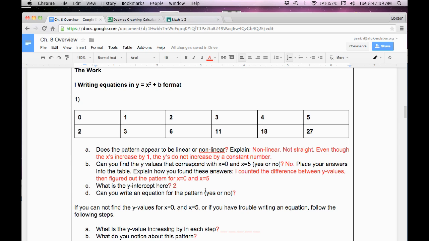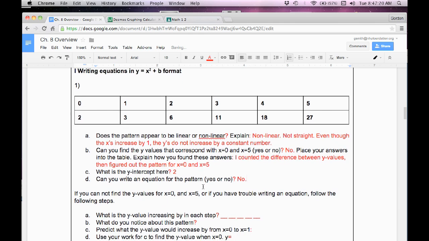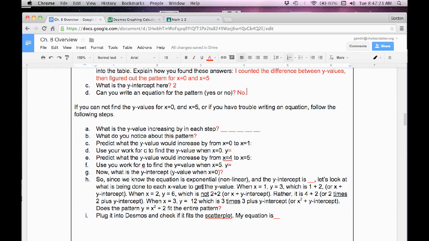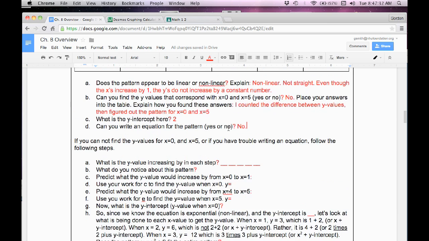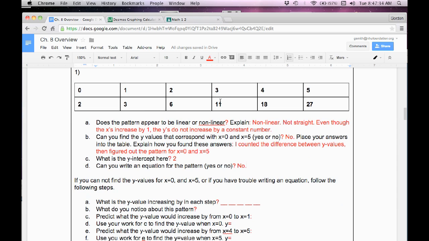Can you write this equation? It might not be easy to write this equation right now. So we'll leave that alone for now. It's okay. If you got it, that's great. But if not, we'll go to the next part. If you cannot find the y values for x equals 0 and x equals 5, or if you're having trouble writing an equation, follow the following steps. What is the y value increasing by in each step? So we went 3, 5, 7. So then it would be expected to be 9, 11, etc.